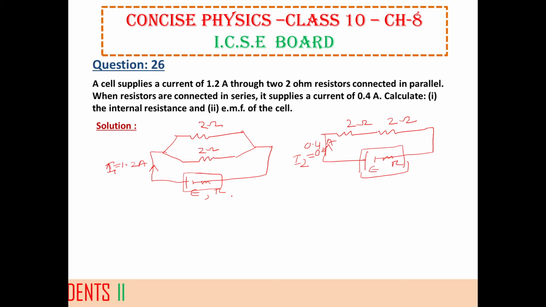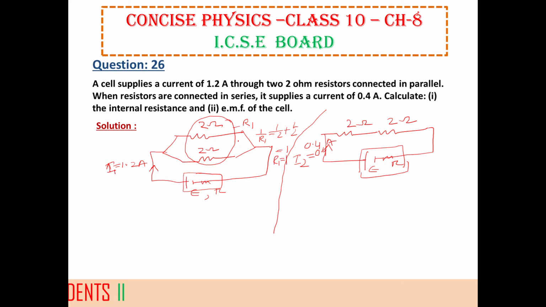So we had already let the EMF be epsilon and the internal resistance be r. From figure 1, to find the current we have to find the total equivalent resistance. If the equivalent resistance of these two resistors is R1, then 1 by R1 equals 1 by 2 plus 1 by 2, which comes to 1, so R1 is equal to 1.